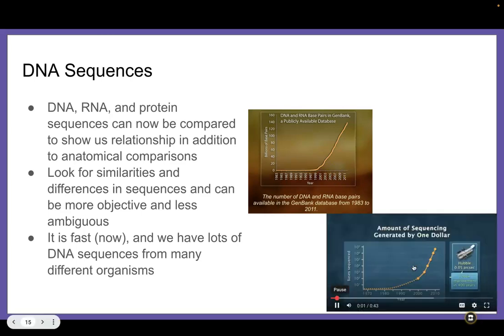So here's the amount of sequence you can generate for $1. Now, you have to pay more than $1, obviously. But if you reduce it to the cost of $1, this is how many bases you can sequence as a function of time. You notice how the curve is going exponential?